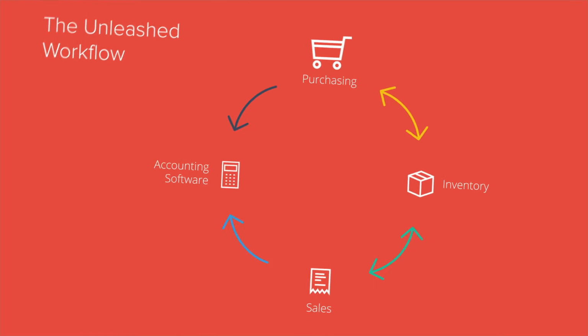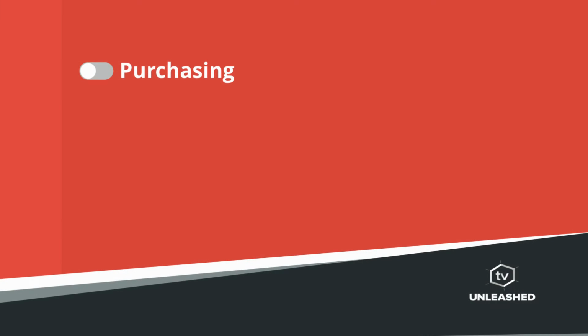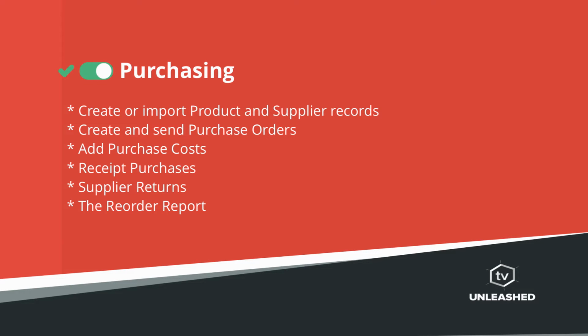Let's take a closer look at how purchasing is handled in the system. For this basic lesson, we will cover the following with regards to purchasing: creating and importing products and supplier records, creating and sending purchase orders, adding purchase costs, receipting purchases, supplier returns, and the reorder report.